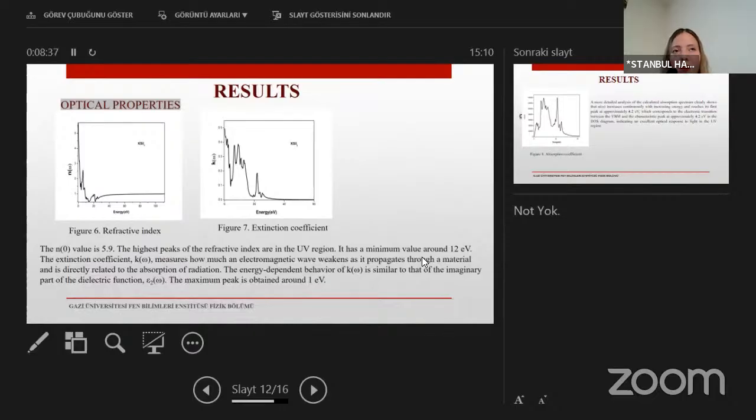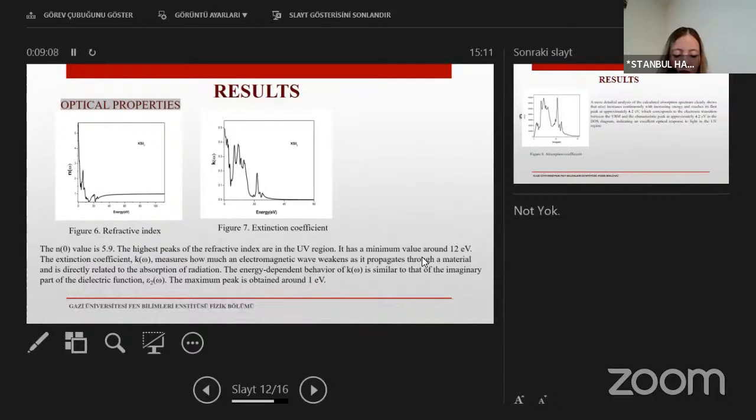Materials with a high refractive index are preferred for devices such as lenses and optical fibers. Relatively large refractive index values are attributed to the small band gap of materials. A small band gap increases the electronic polarizability of the material, leading to a higher refractive index. The highest peaks of the refractive index are in the UV region. It has a minimum value around 12 electron volt.